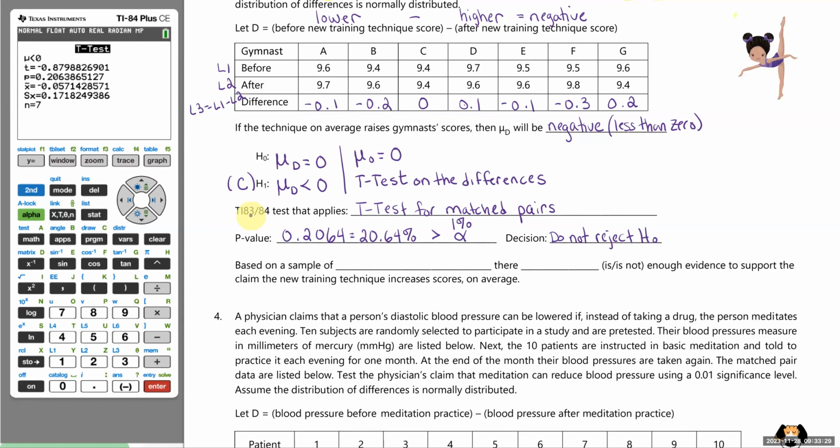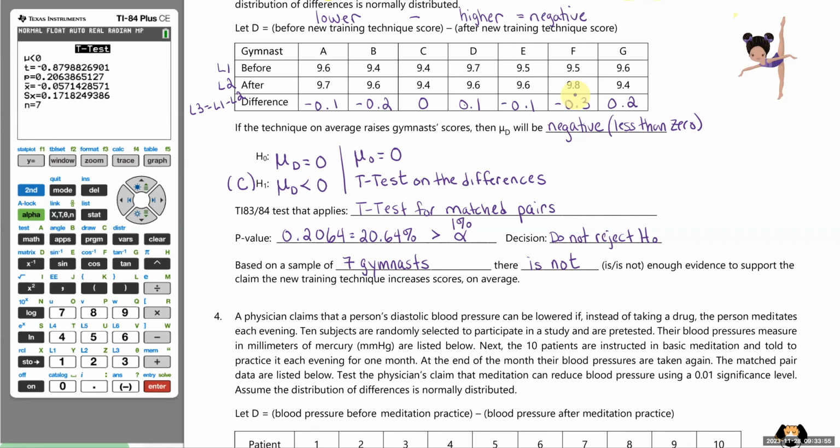So based on a sample of these 1, 2, 3, 4, 5, 6, 7. So at least based on a sample of these 7 gymnasts, if we do not reject the null, there is not enough evidence to support the claim that this new training technique will increase scores on average.